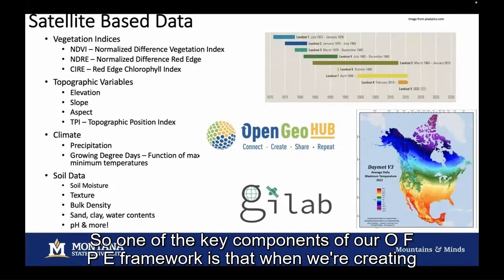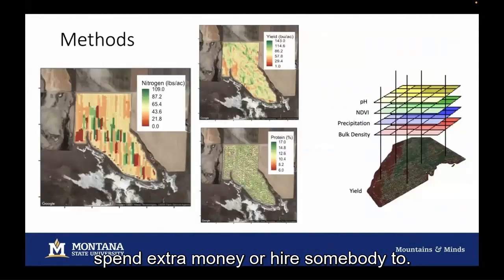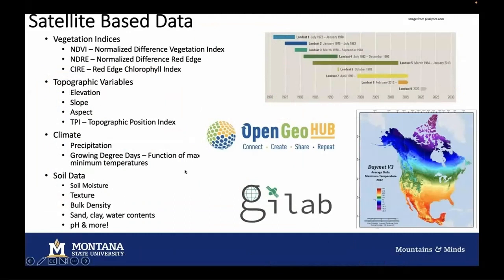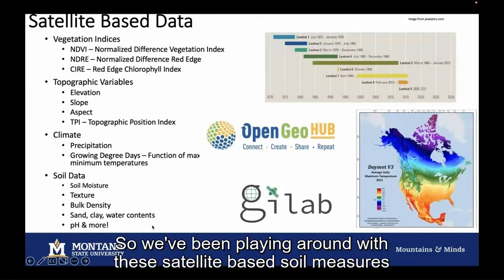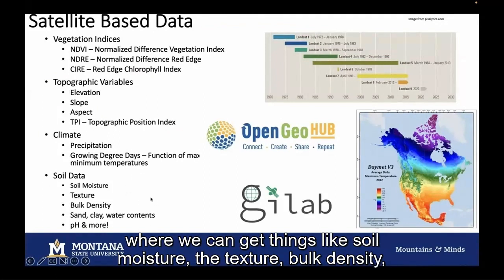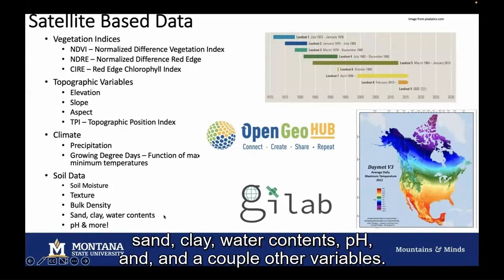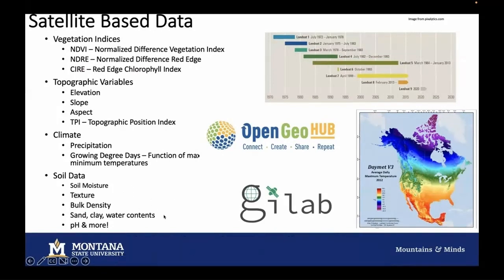So one of the key components of our OFPE framework is that when we're creating decision support systems for farmers, we don't want to be requiring them to spend extra money or hire somebody to get this additional data. So we've been playing around with these satellite-based soil measures where we can get things like soil moisture, the texture, bulk density, sand, clay, water contents, pH, and a couple other variables.